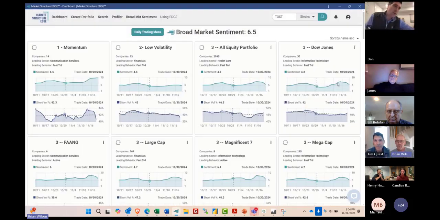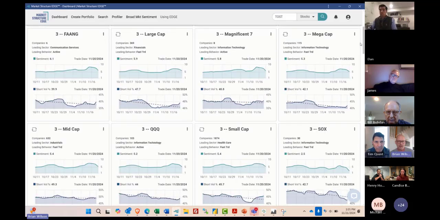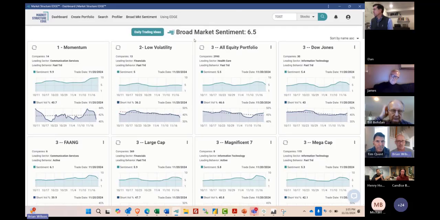Look at the sentiment on some of these other portfolios. My all equity moving lower down to 5.5. Dow Jones down to 5.4. Large cap very similar, down to 5.9. Not quite as much. Magnificent 7, 5.8. You get the idea. Everything's pretty weak right now, except for the S&P 500, which remains pretty strong.